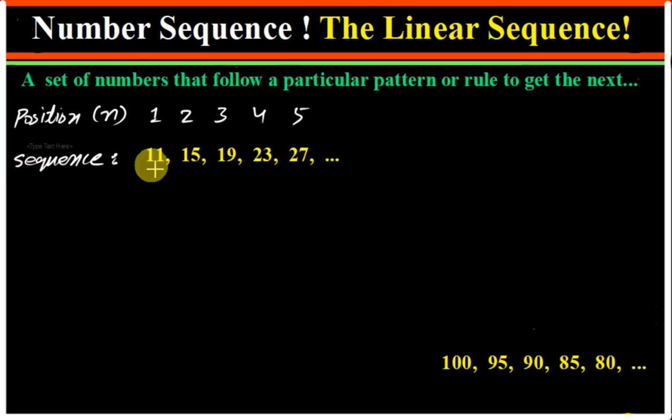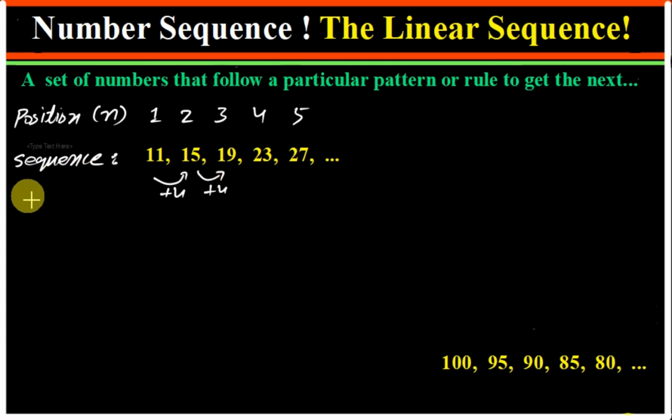This is the sequence, the terms of the sequence. Now what we got here, the term to term rule, is that if we add 4 here, we will get the next term. So the term to term rule is add 4. If you want to find the position to term rule, first you have to see what the term to term rule is, that is here add 4.